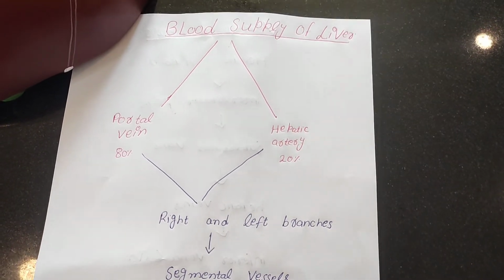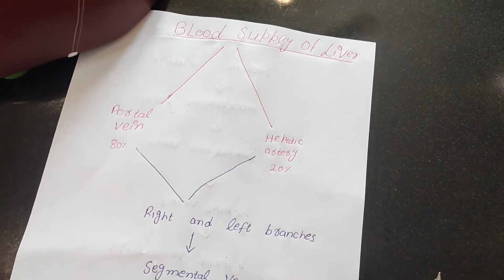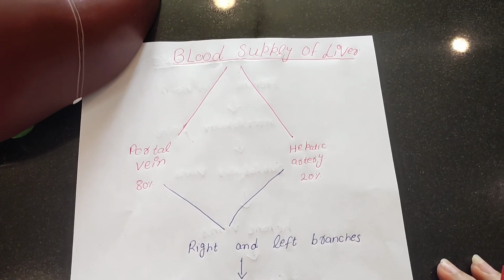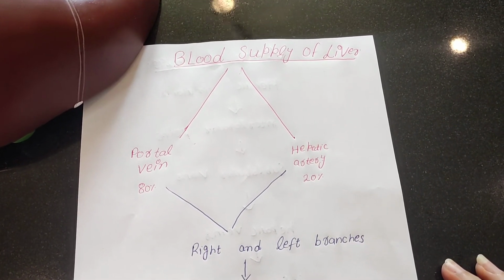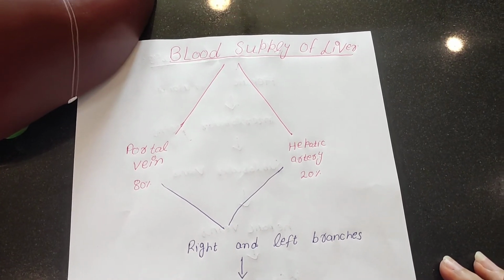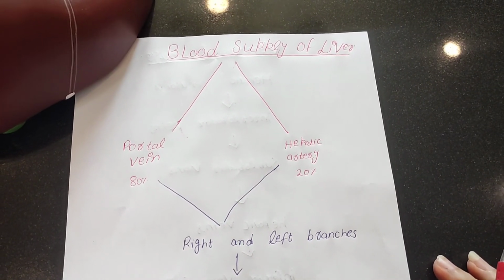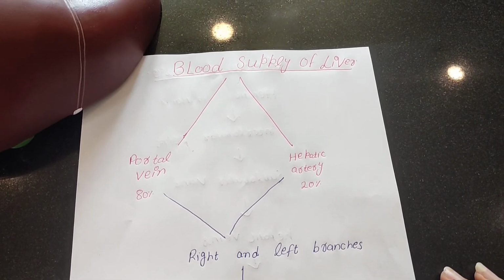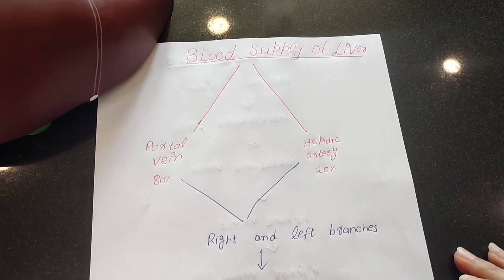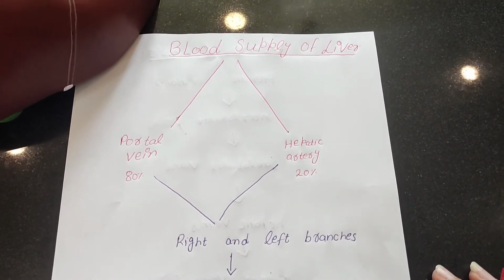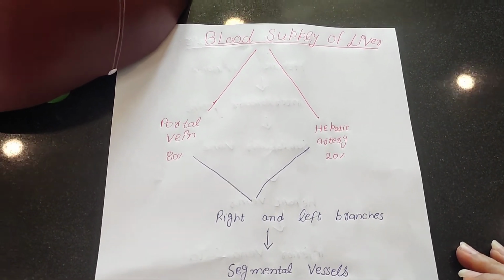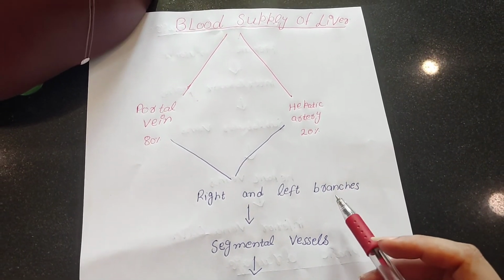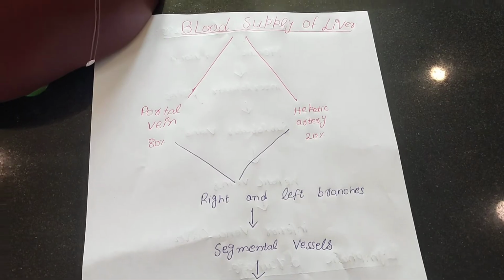Now comes the blood supply of the liver. We are going to talk about the arterial supply first. The arterial supply of the liver comes from the portal vein and hepatic artery. Don't get confused about how the portal vein is giving arterial supply. This is the only viscus which is receiving arterial supply from a vein. So the portal vein and hepatic artery collectively give blood supply to the liver. The portal vein gives 80% and the hepatic artery gives 20% of the supply to the liver. The portal vein and hepatic artery divide further into right and left branches by going into the right and left lobes of the liver.